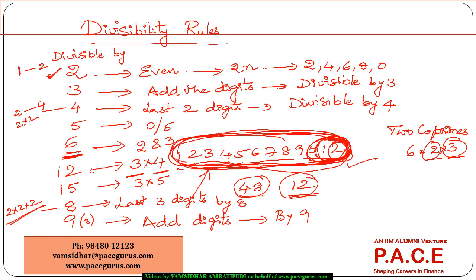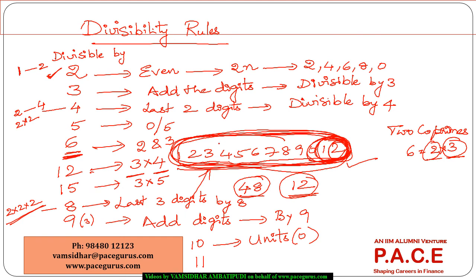Because the sum of the digits is 48, and the sum of the digits is not divisible by 9, the entire number is also not divisible by 9. That's the rule for divisibility by 9. Then for 10, it is obvious. The units place, if it is 0, then it is divisible by 10. Otherwise, it is not. Straightforward. Then comes an interesting one, which is the divisibility by 11.